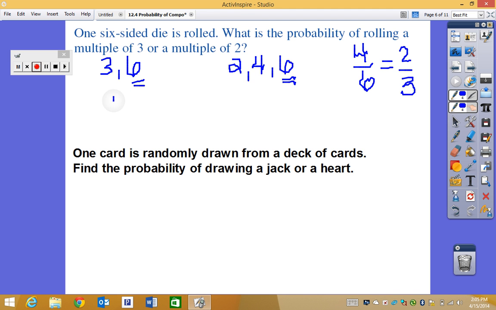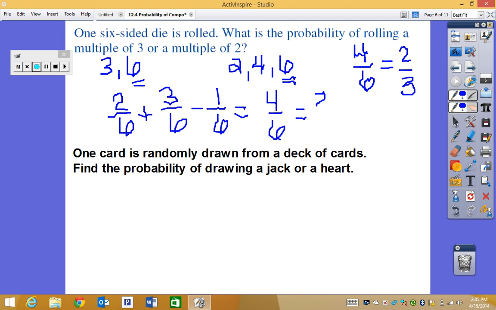Using the formula that we had calculated already, this gives us 2 out of 6 and 3 out of 6, but we would have to subtract the 1/6 that was counted twice, and you can see that we're getting the same answer, which is 4 out of 6, or 2/3, which is 0.6 repeating, or 66 2/3%.